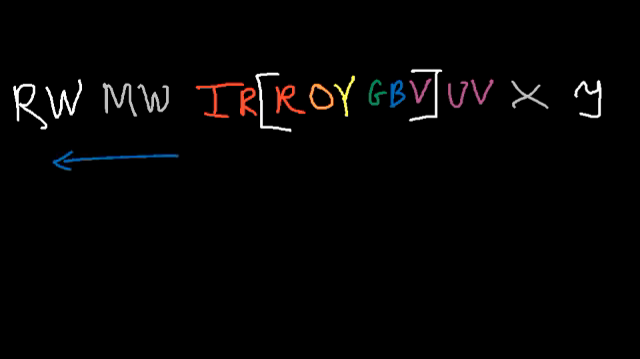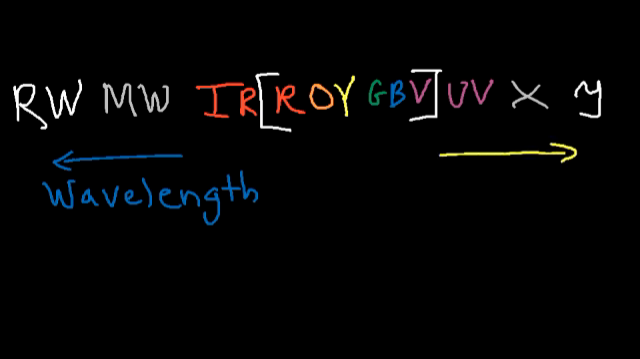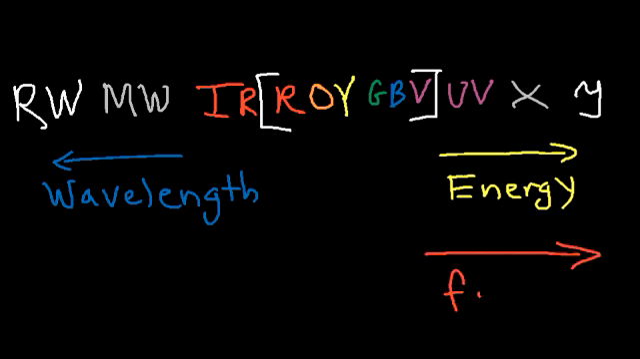Going to the left, radio waves have the longest wavelength. So wavelength increases as you go to the left. And as you go to the right, the energy of the radiation increases. So keep in mind, light is carried by photons. So the energy of the photon increases as you go to the right. So gamma rays has the most energy compared to what's listed here. And frequency also increases as you go to the right as well.